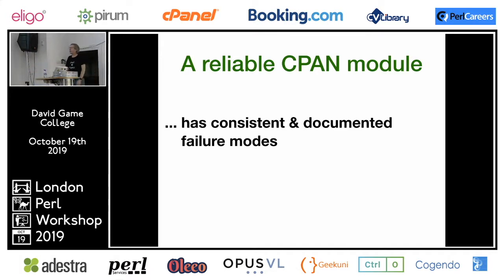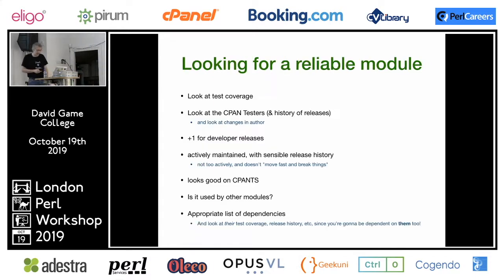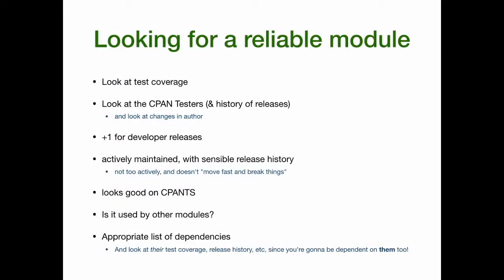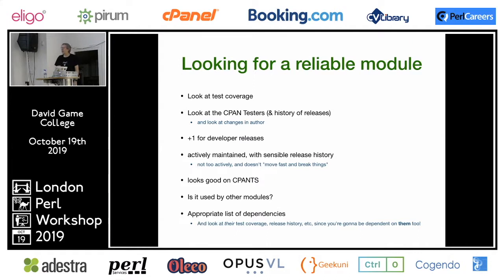So, if you're looking for a reliable CPAN module, then these are some of the things that you might consider, kind of distilling the things that I went through there. So, yeah, you might look at test coverage, look at CPAN testers, and also the history of CPAN testers, and look at the history of the releases and who's been making those releases. If you can see there's evidence of this person doing developer releases, then that's also another kind of good sign. So they get a +1 for that.